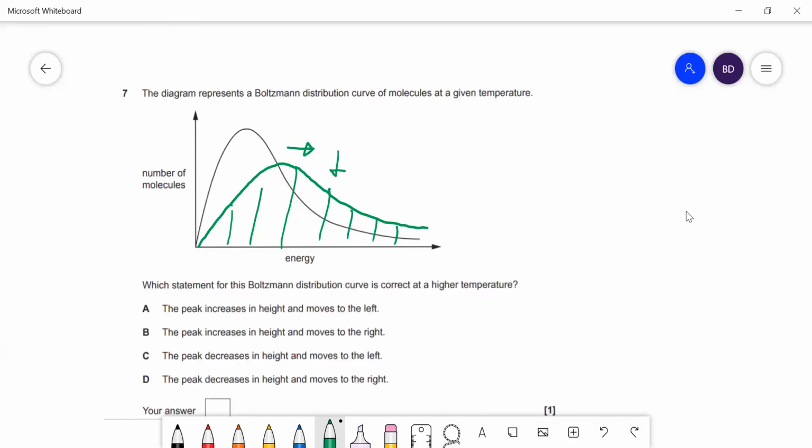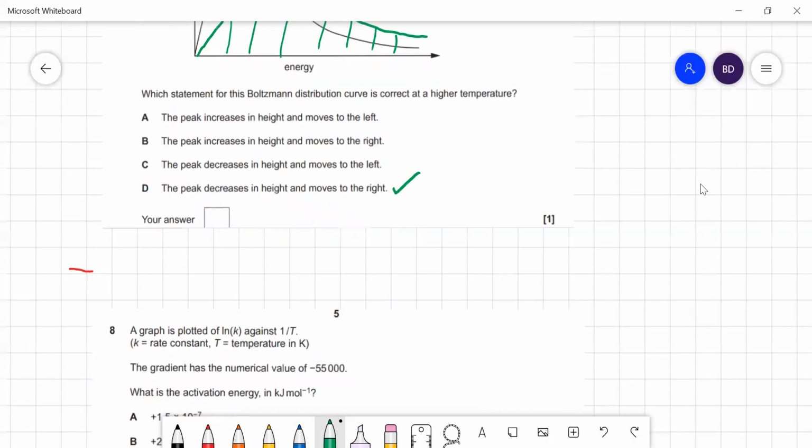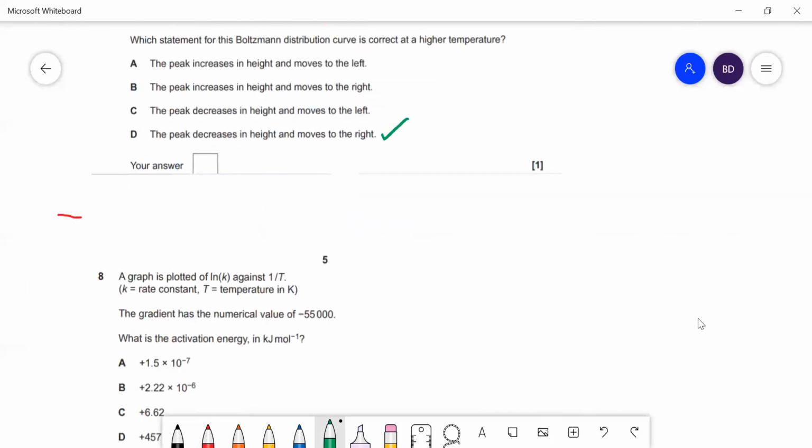So the peak is lower. So the peak increases in height is wrong. The peak decreases in height and moves to the left, no, it moves to the right. It is that one there, D. It's a fairly standard question on the Boltzmann curve. Okay, right.